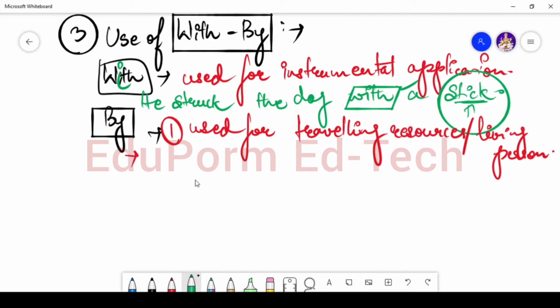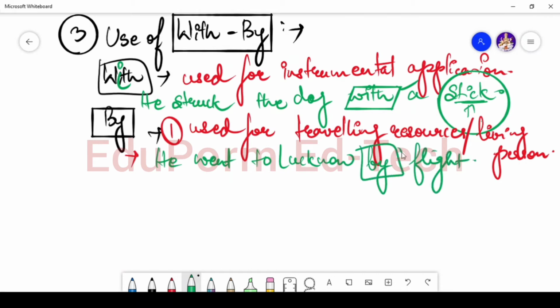Let's say for example, if I say that he went to Lucknow by flight. He went to Lucknow by flight. So again, use of by has been used here for a traveling resource, okay, or to show a kind of public transport, to show the mode of transport. So in that case, you use by. Okay. Now let's see the different scenario.